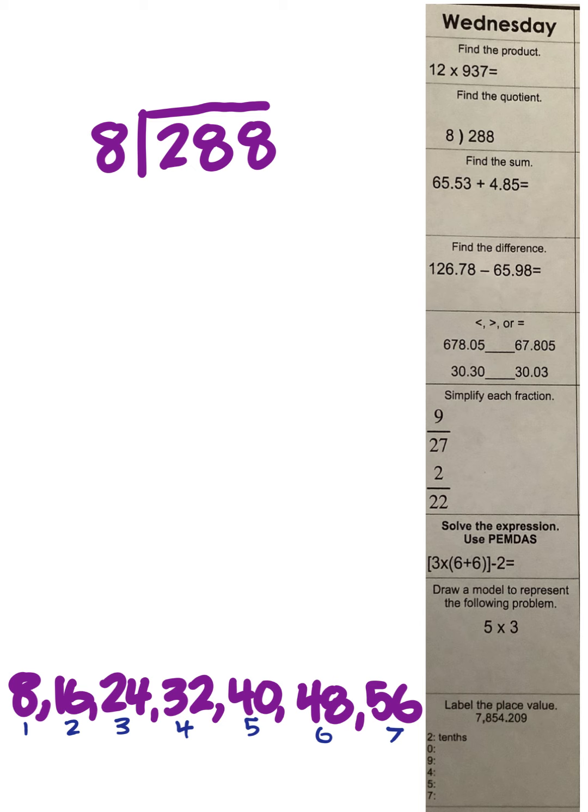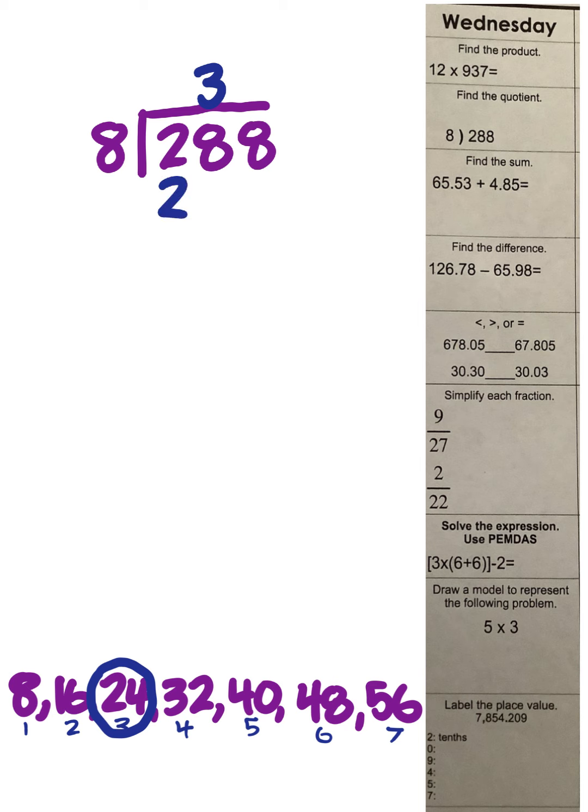All right, let's go ahead and divide 288 by 8. If you look at the bottom of my screen, I have written those multiples for 8. I'm sure that you've already written it on your scratch paper. I can see that 8 can go into 24 3 times. So let me try 3.